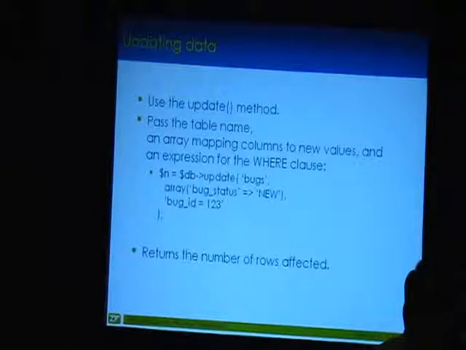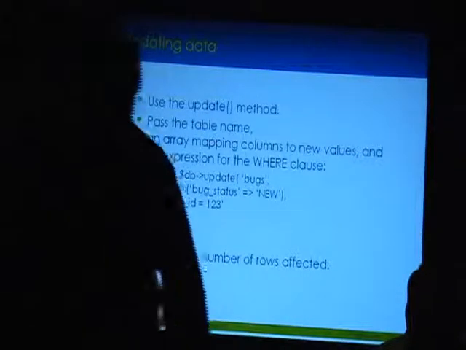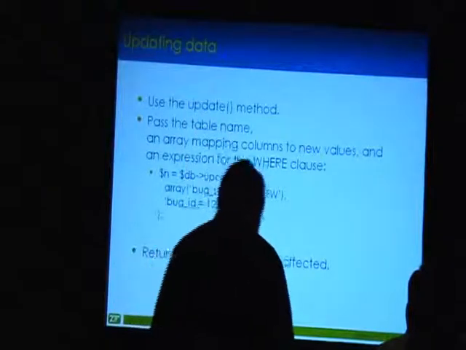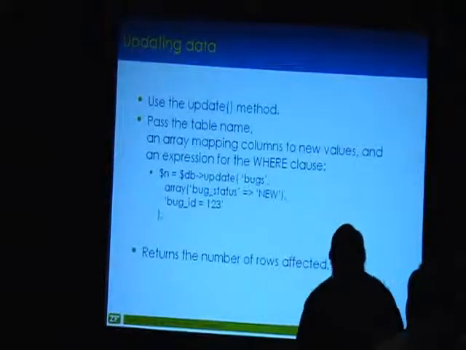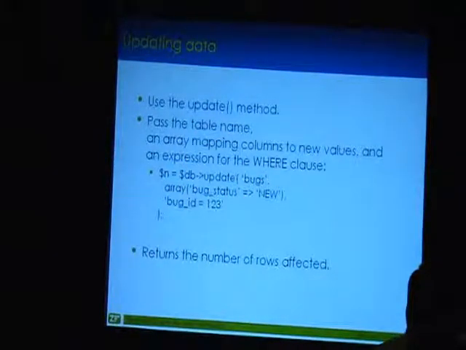Updating data is very similar. Uses an update method, as you might expect. Mapping columns to new values, and also includes a string parameter which you use to specify the conditions of what they update. And return value is the number of rows affected. Of course, you could specify the array as a PHP array variable itself, which you defined earlier or build earlier. So you don't have to specify it as an array literal in this invocation. I'm just showing this for simplicity.